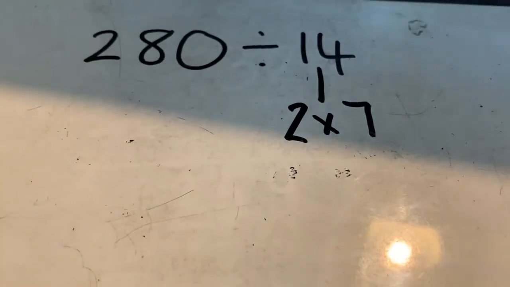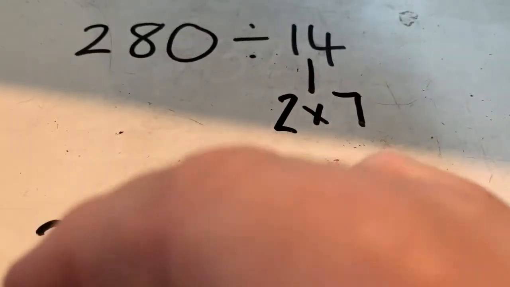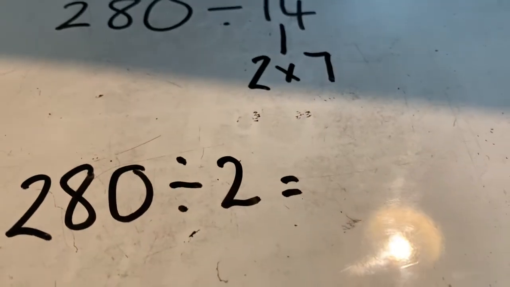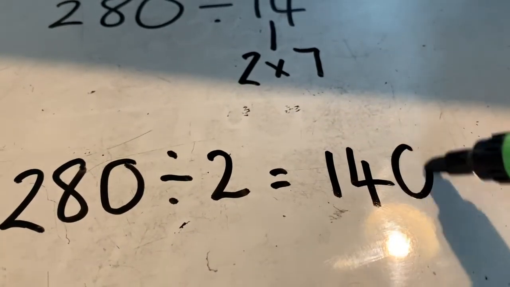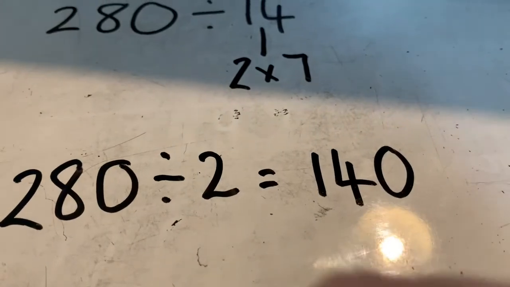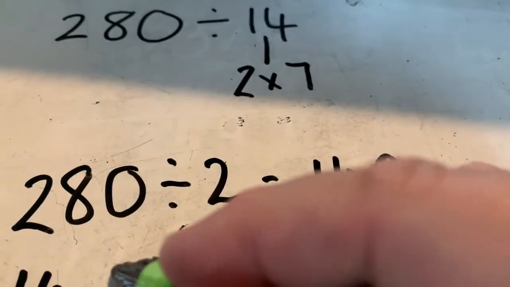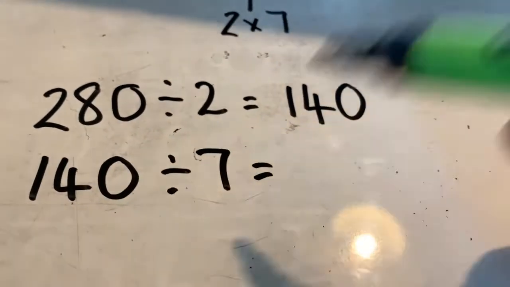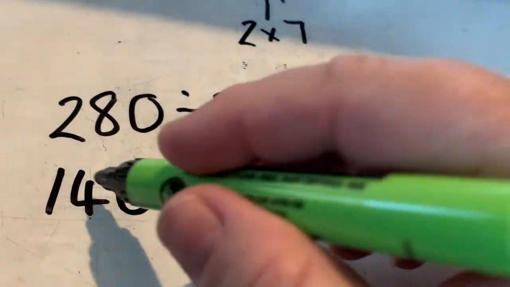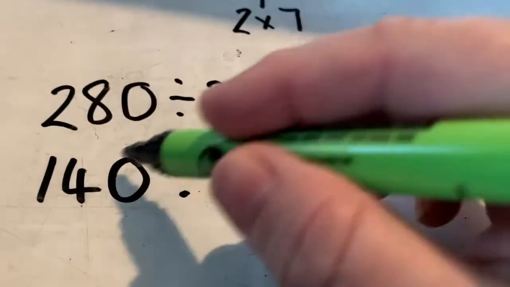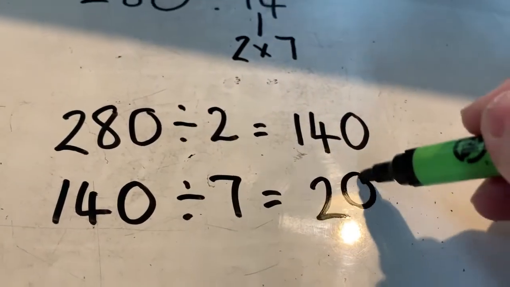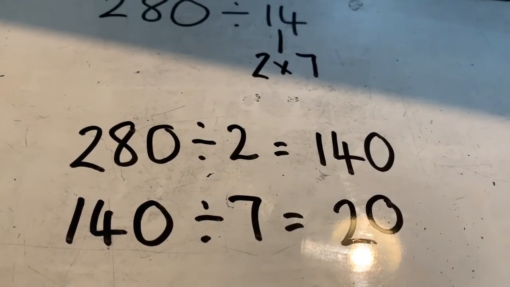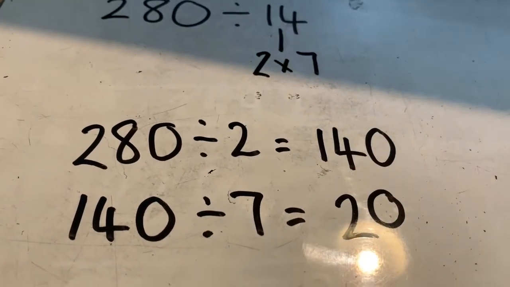Now knowing that, I can now go 280 divided by 2 is 140. And then I can take that answer and divide by my other factor. So 140 divided by 7. I know 7 goes into 14 twice, so that would be 20. And so I have divided using factors. Let's take a look at a slightly harder one.